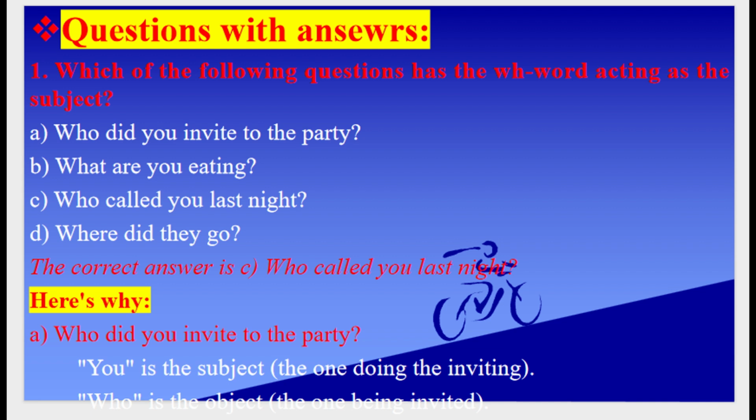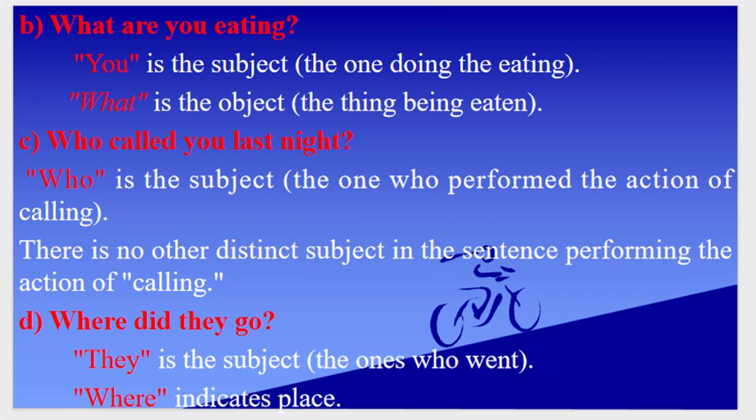Here's why. A. Who did you invite to the party? You is the subject, the one doing the inviting. Who is the object, the one being invited. B. What are you eating? You is the subject, the one doing the eating. What is the object, the thing being eaten. C. Who called you last night? Who is the subject, the one who performed the action of calling. There is no other distinct subject in the sentence performing the action of calling. D. Where did they go? They is the subject, the ones who went. Where indicates place.